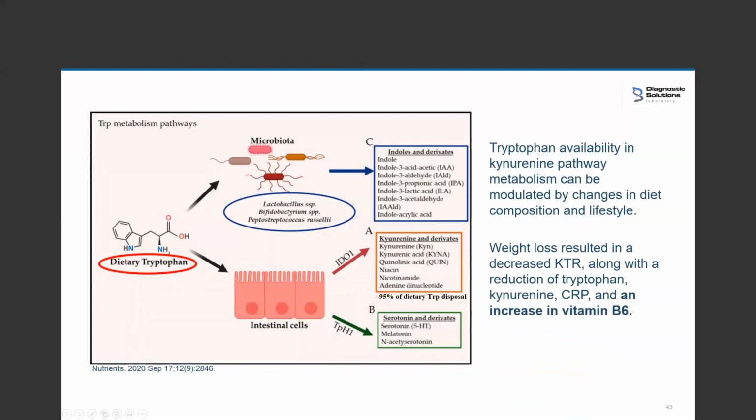So looking at it another way, another great article, tryptophan availability, it comes in from the diet. It can be used by the microbiota to make indole compounds that have different impacts, so you want to have a healthy microbiome. Or it can get absorbed, so you want to make sure you have good digestion and absorption. It can go to the kynurenine, or it can go over to serotonin. But if this is increased, this will decrease. Interestingly, lifestyle, like weight loss in studies, has resulted in a decrease in KTR along with a reduction of the other markers, but the ratio decreased, and then an increase in vitamin B6.